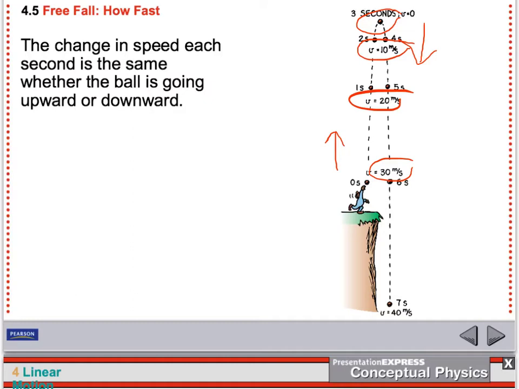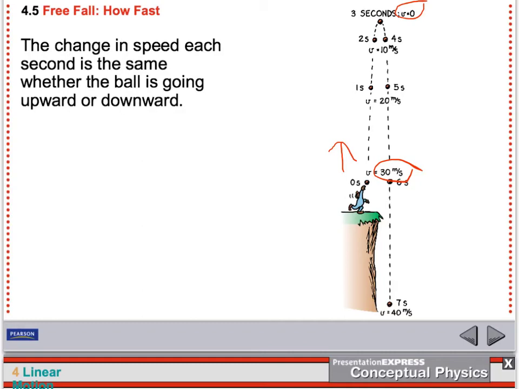And then if it continues to fall, each second it's going to gain. By the time it hits the ground here at 7 seconds, it's going 40 meters per second. So notice something else interesting here. The speed that this person is throwing the ball up at, 30 meters a second, it takes 3 seconds to lose all of that speed and be at 0. 3 seconds later, it's gained all that speed back, and it is back at 30 meters per second. This, again, is in the absence of air resistance.